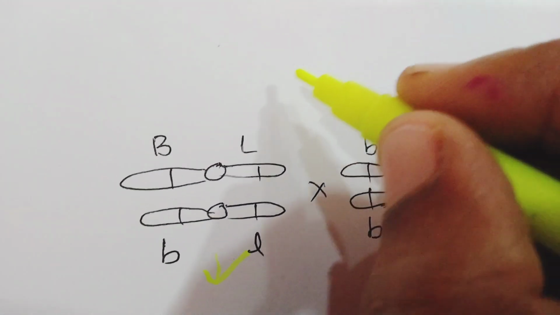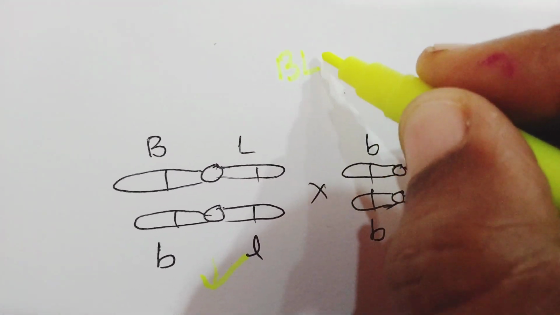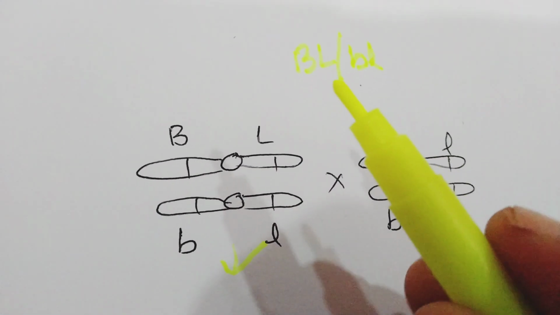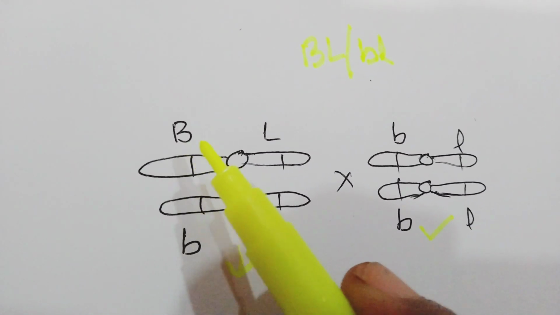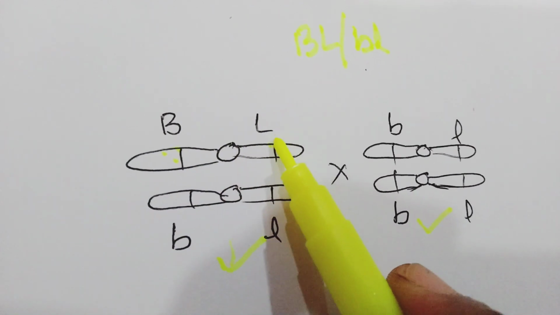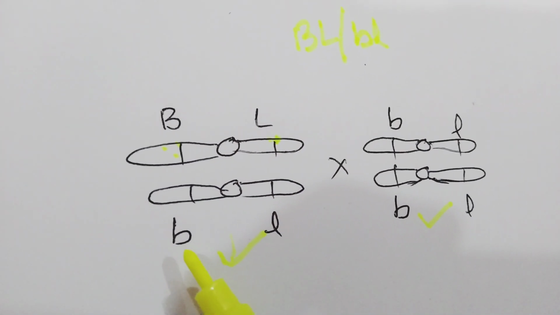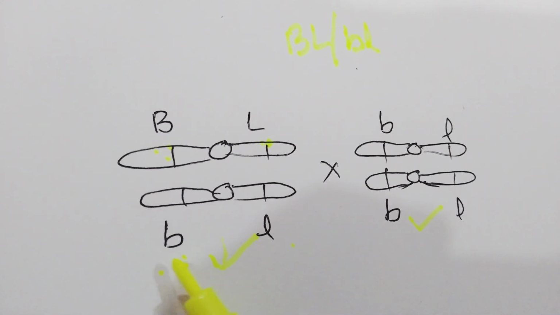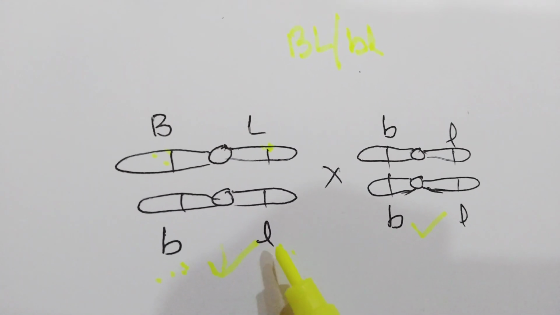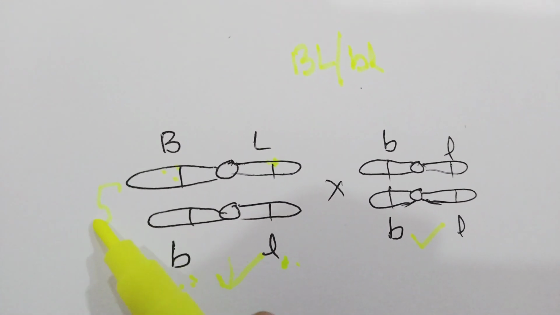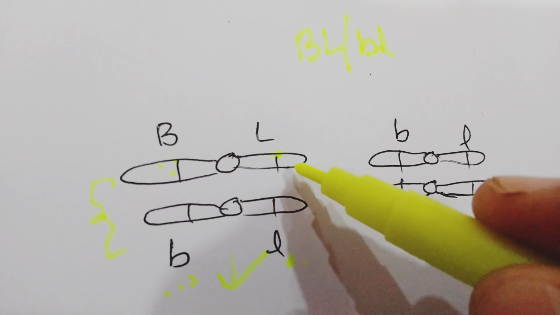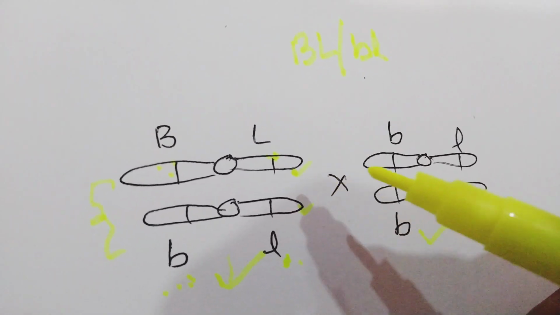Why do we keep a slash in between capital B, capital L and small b, small l? Because the two alleles for the dominant characters were present in one chromosome. The two recessive characters, represented by small letters, were present in a different chromosome. These two are the homologous chromosomes. We know that they are present in pairs in us: one we get from the father, one we get from the mother.